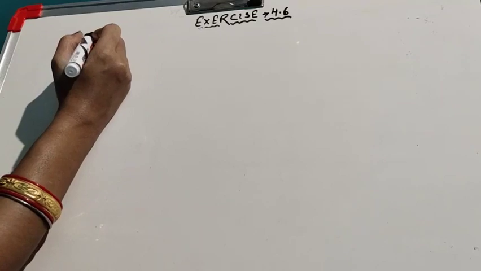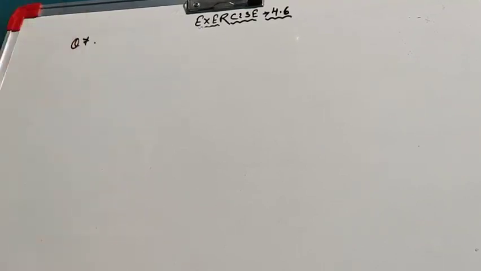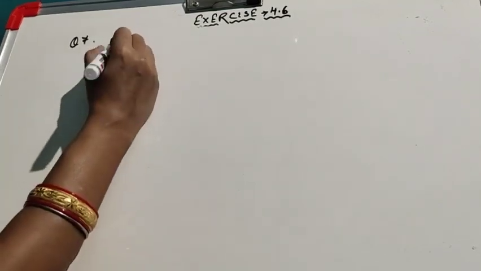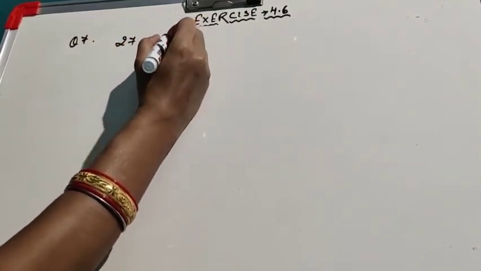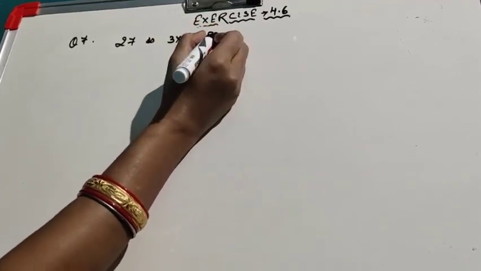One more question. Question number 7 is given: LCM of 27 and 90. Use the LCM to find their HCF. So what we will do in this question? We will find it by the prime factorization method. 27 we will write as 3 multiply with 3 multiply with 3. 3 3 is 9, 9 3 is 27.